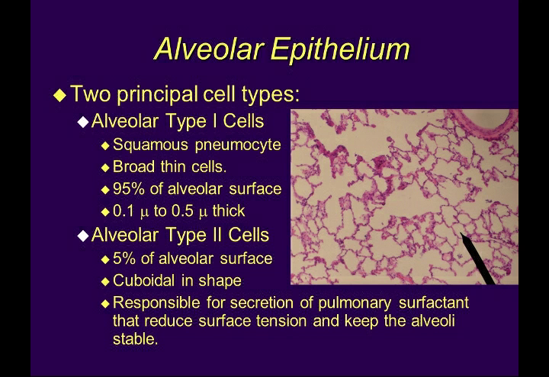In addition to those type 1, there are type 2 cells. And alveolar type 2 cells are cuboidal, and they secrete a substance called pulmonary surfactant. Okay. And pulmonary surfactant is critical for life. It reduces the surface tension and keeps the alveoli stable. And when we get to that part, you'll start crying. But it'll be okay. We'll get through it. Okay. But it's critical for life.